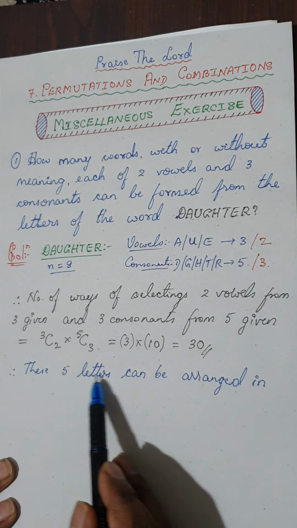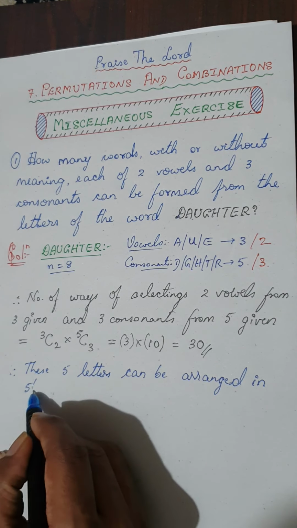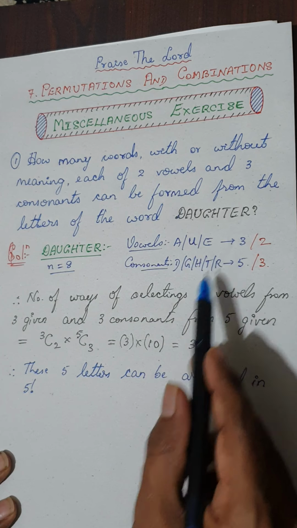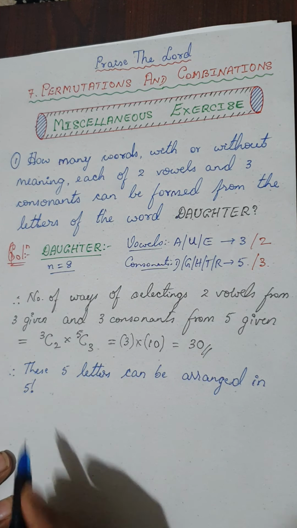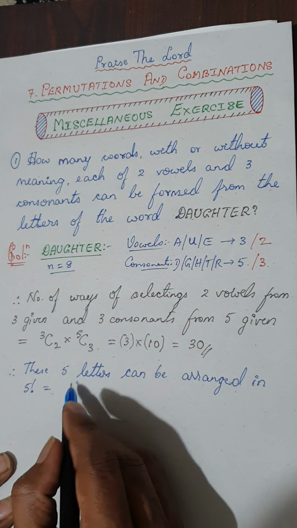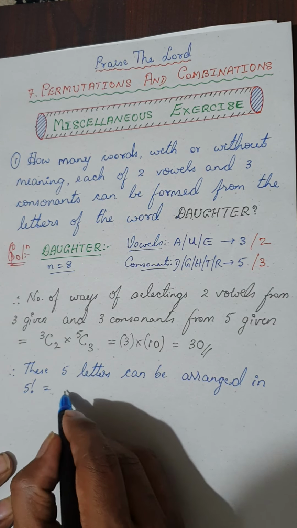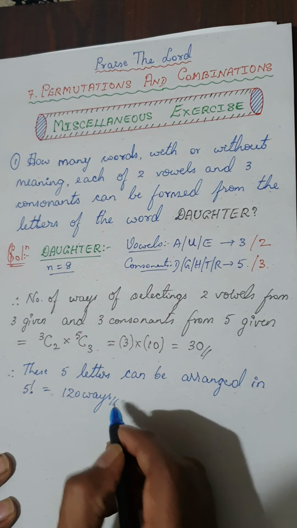These 5 letters can be arranged in how many ways? 5 factorial ways, because none of the letters are repeated. You can see here in the letters of the word daughter, none of the letters are repeated. So this is nothing but 5 factorial. What is 5 factorial? We know 5 factorial is nothing but 120, isn't it? So you can arrange the given letters in 120 ways.